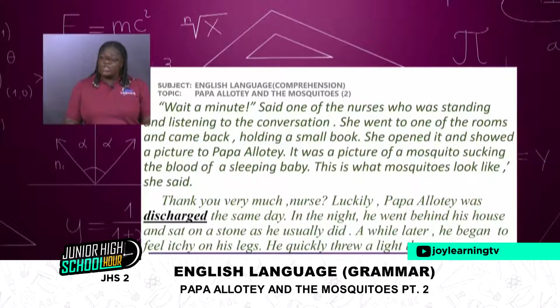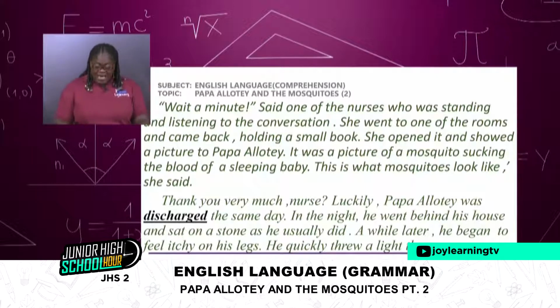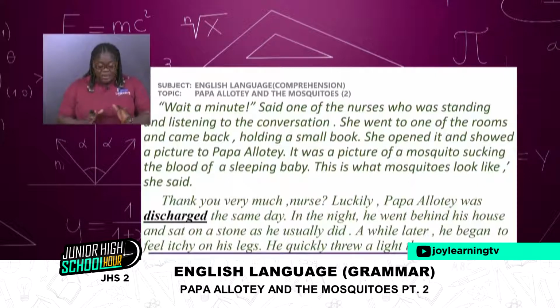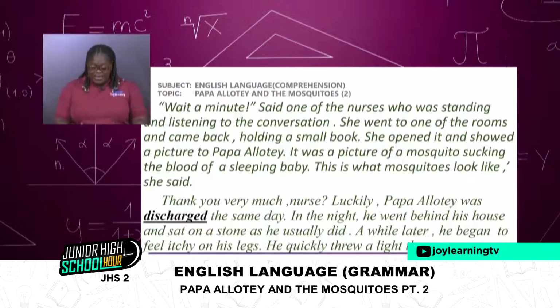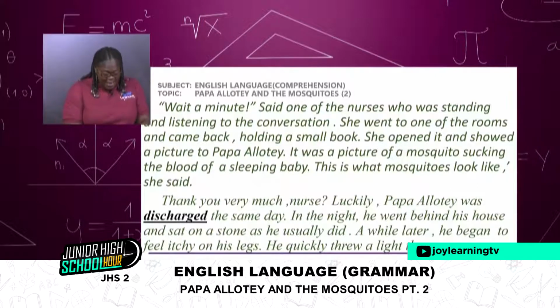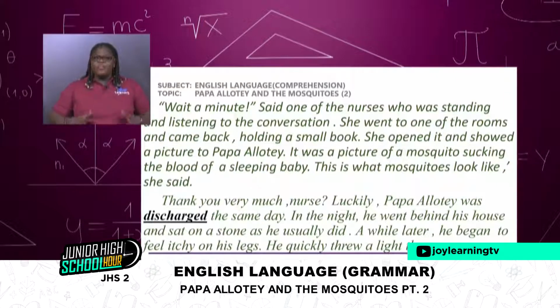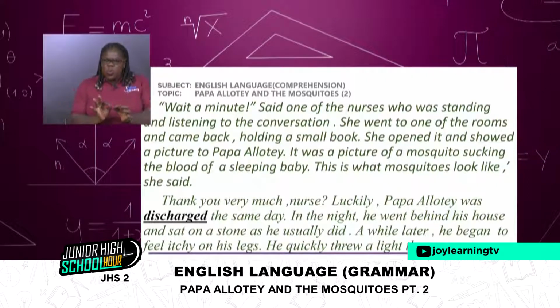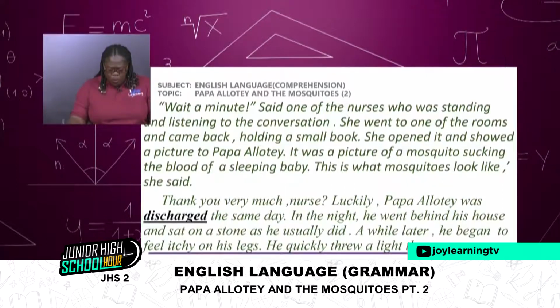Luckily, Allotey was discharged the same day. Now, in the night, he went behind his house and sat on a stone, as he usually did. A while later, he began to feel itchy on his legs. He quickly threw a light there. So this time round, because of the education the doctor and the nurse gave him, he was not too naive anymore. He was a bit careful, and quite ready to see what mosquitoes do, okay? So he quickly threw a light there.